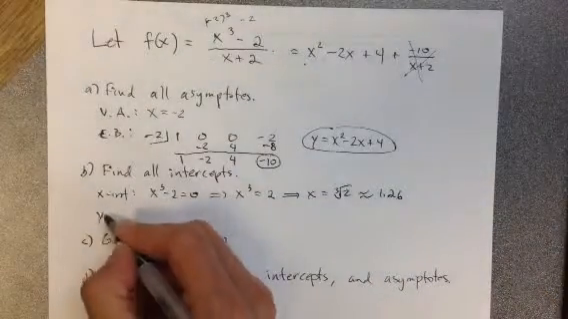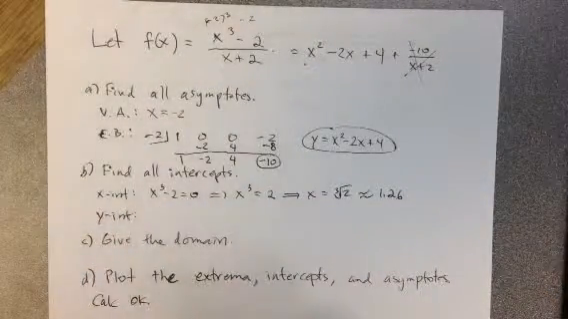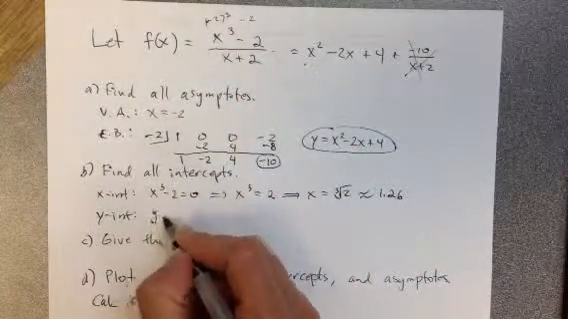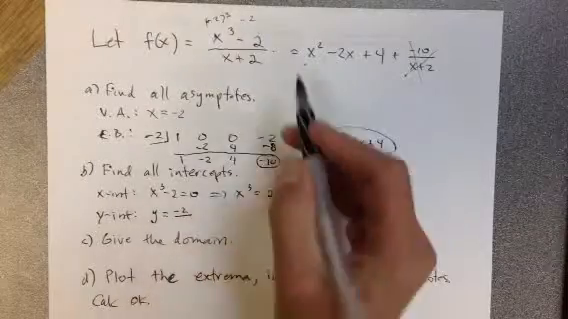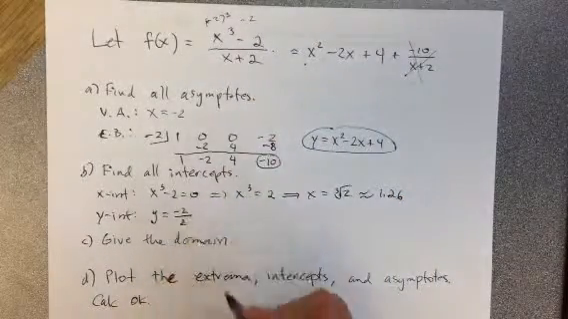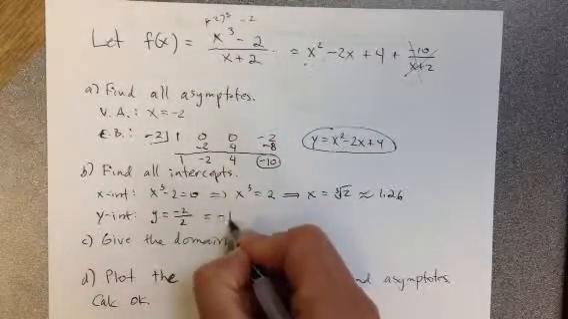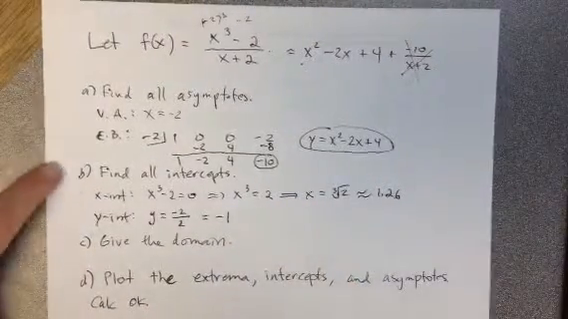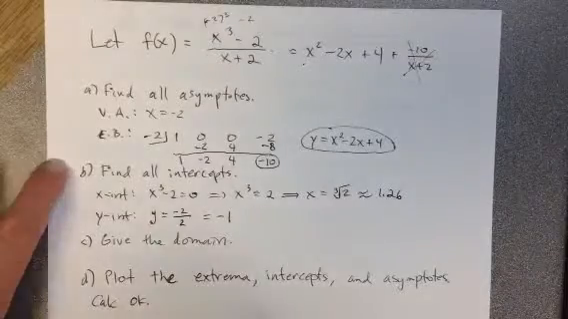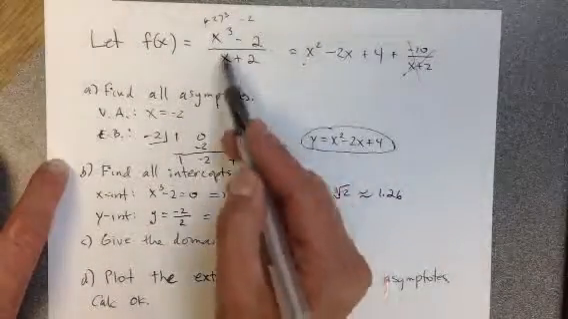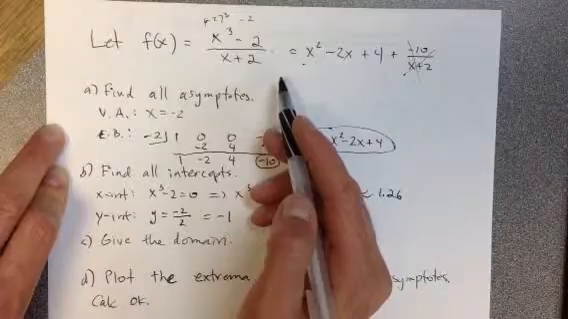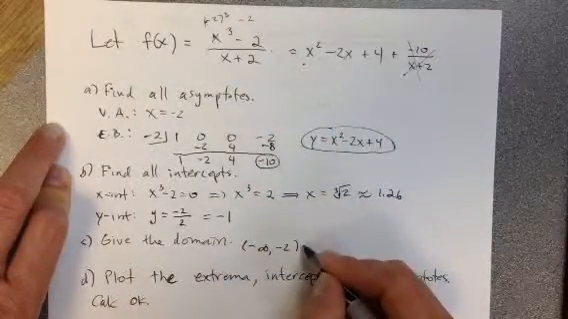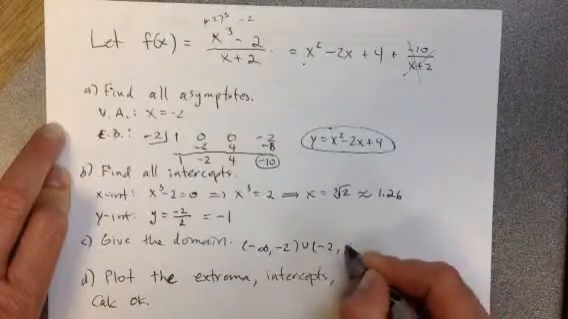Okay, to find the y-intercept, we set x equal to 0. So we have 0 minus 2, which is negative 2, over 0 plus 2, which is 2. So y equals negative 1 is the y-intercept. All right, now let's give the domain. The domain is everything except negative 2, which makes the denominator 0. So negative infinity, comma, negative 2, union negative 2, comma, infinity.